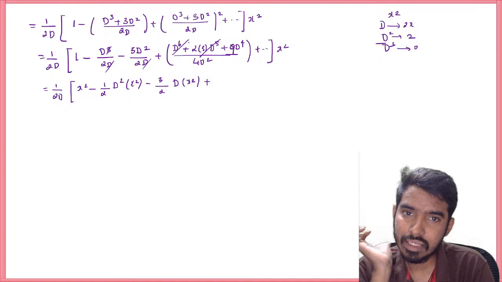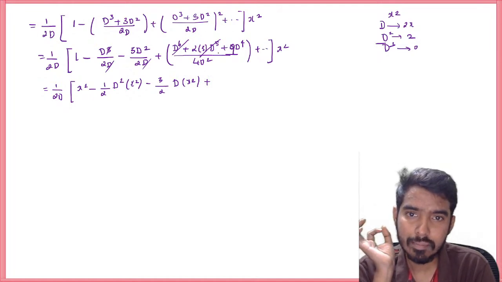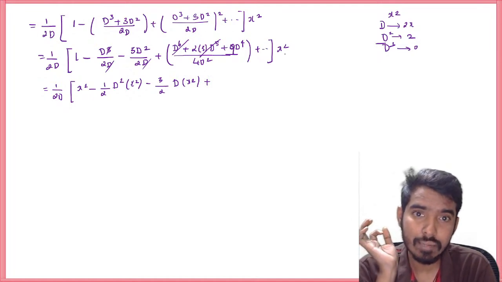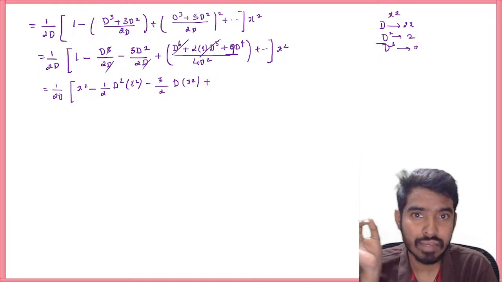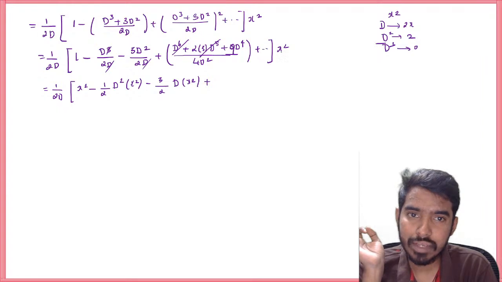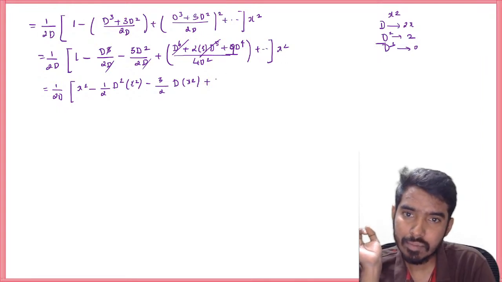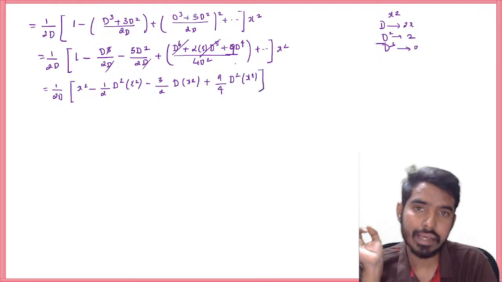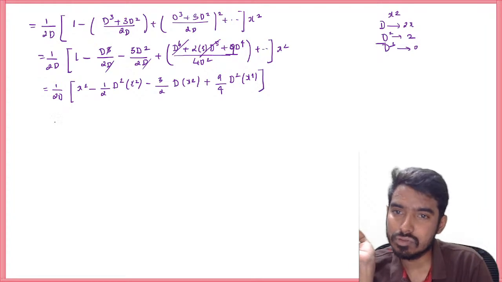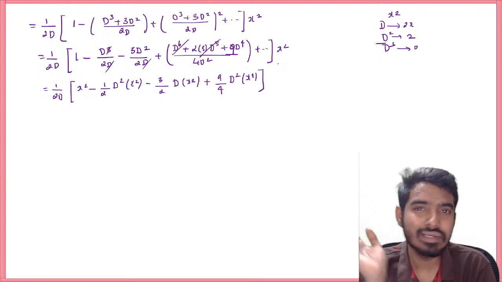And here D power 6 of x square will be 0, right? D power 5, remember you have to divide and then multiply. So you will have D power 4 here. D power 4 of x square is 0. D cube of x square is again 0. And here we will have 9 by 4 D square of x square, right? Yes. So next all terms will be 0.